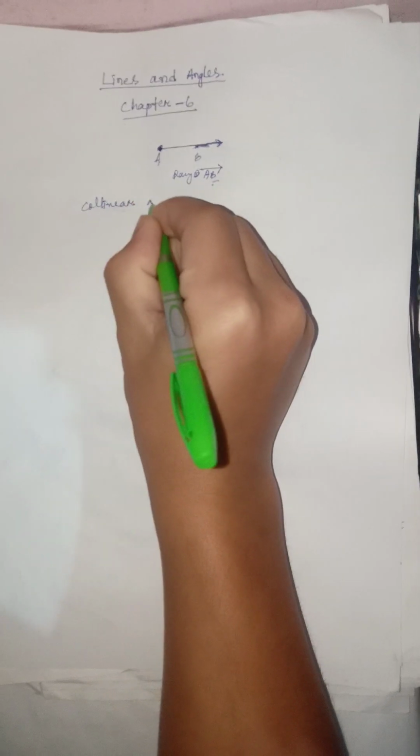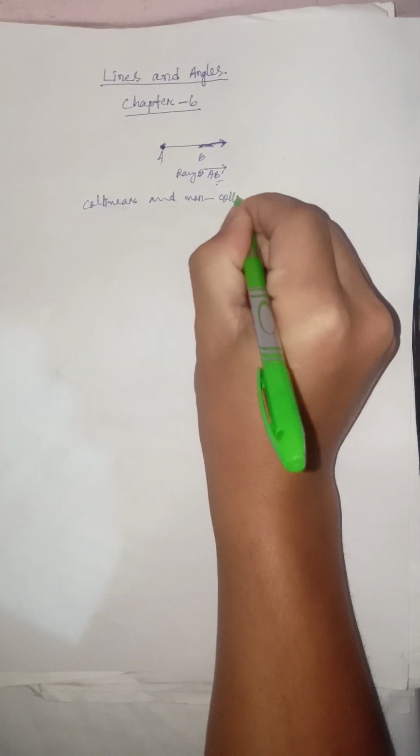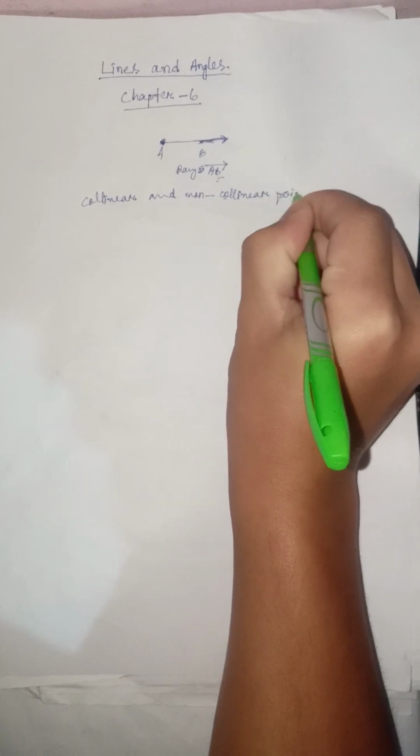All right, and after that let us move to the next, which is collinear points. Collinear and non-collinear, we have these two. Actually, we can understand collinear and non-collinear points without any difficulty. First, we need to know what collinear and non-collinear points are. That's what will come to your mind.